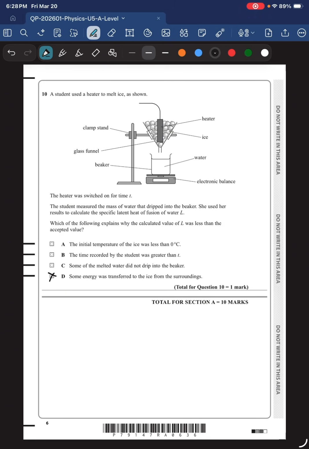Right, so this was section A. I have to admit that I think this was on the harder side of section A. I mean, from the papers I've seen, I think this was a hard section A, but you let me know in the comments.